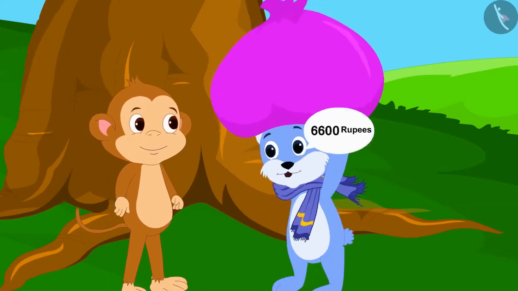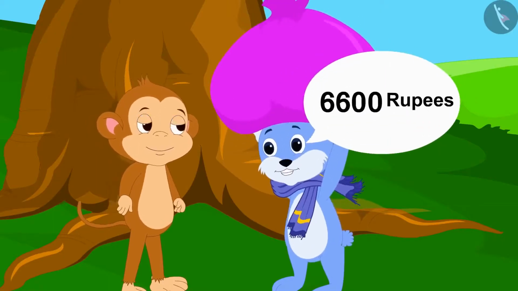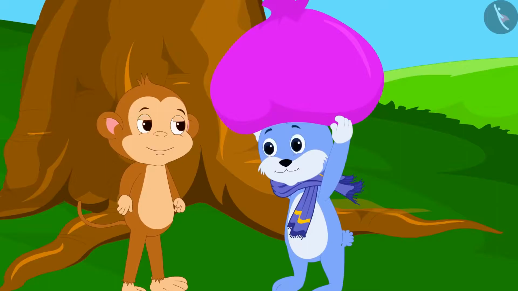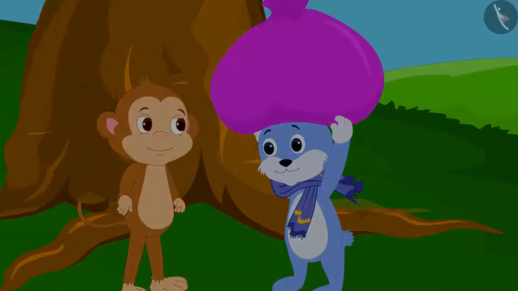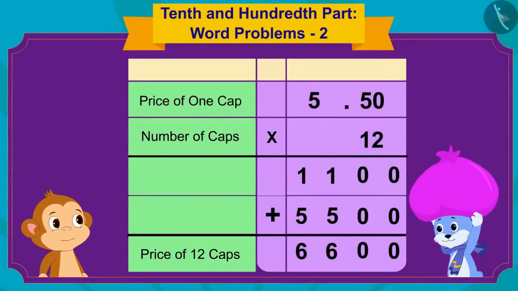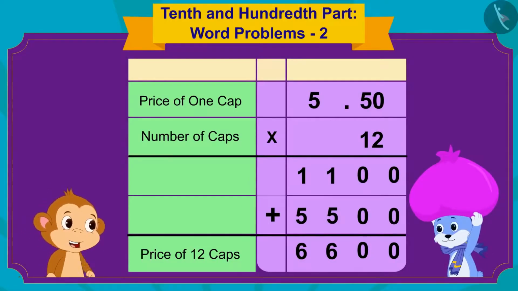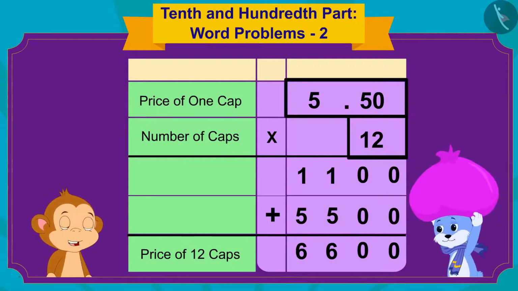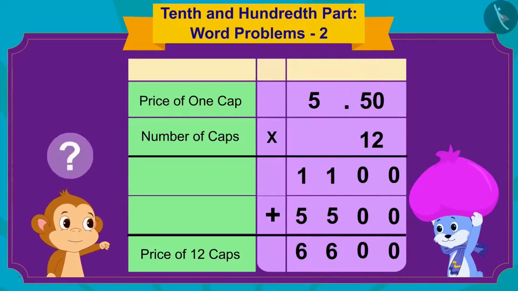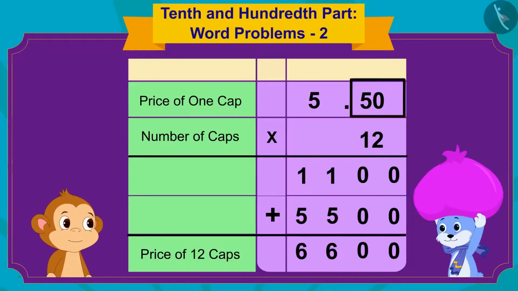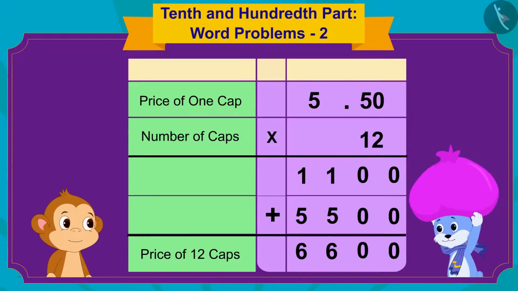Wow! Then will I earn 6,600 rupees? Bunny excitedly asked Babban. No, Bunny. Now we have to see how many digits are there after the decimal point in the numbers being multiplied. Can you tell me how many digits are there after the decimal point in 5 rupees and 50 paise? Babban asked Bunny. 2 digits. Bunny quickly replied.